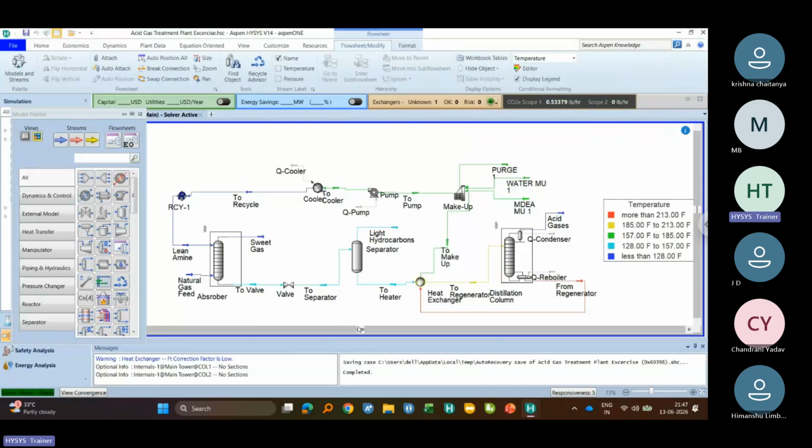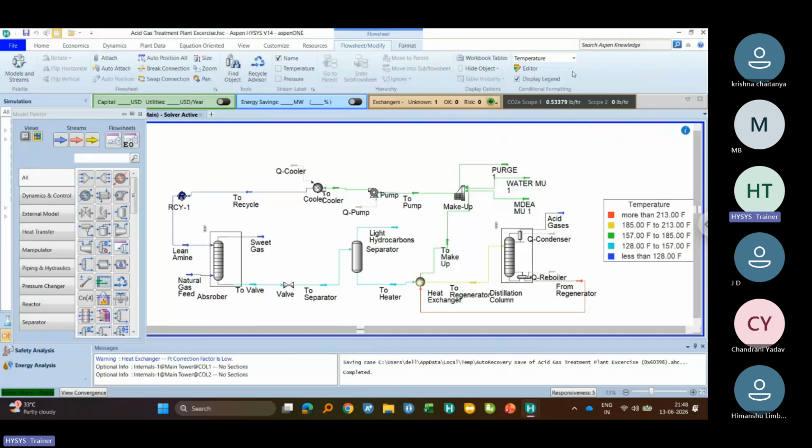I hope you are clear how to get these different lines, having different temperatures, shown in different colors. You are clear with this? How to add this conditional formatting for temperature? Similarly, you can add this for any of the flow rate, any of the pressure range. That thing also you can.